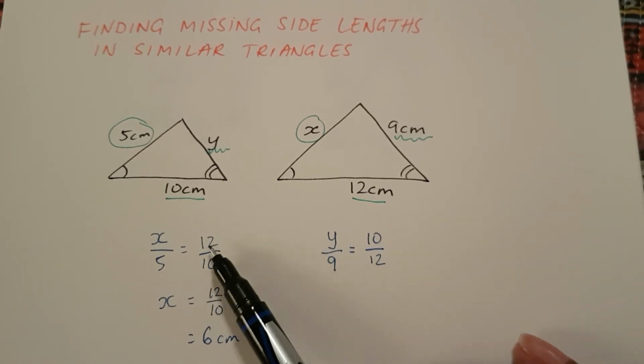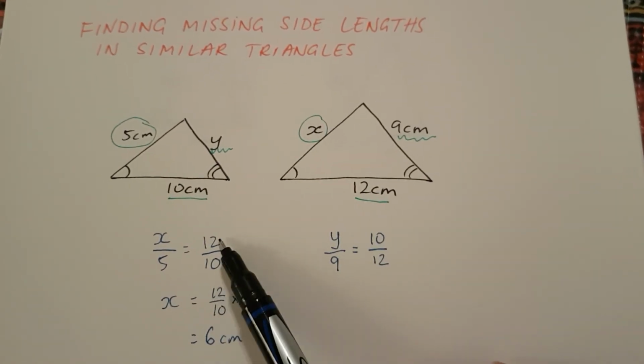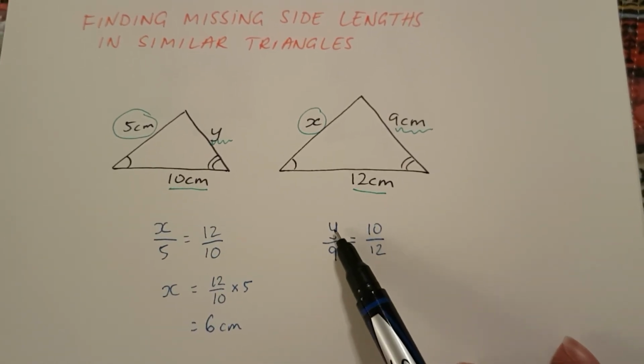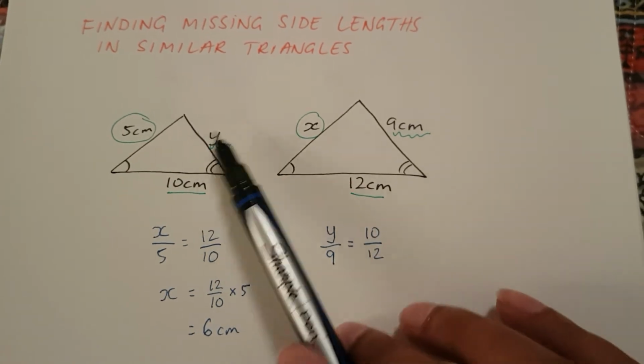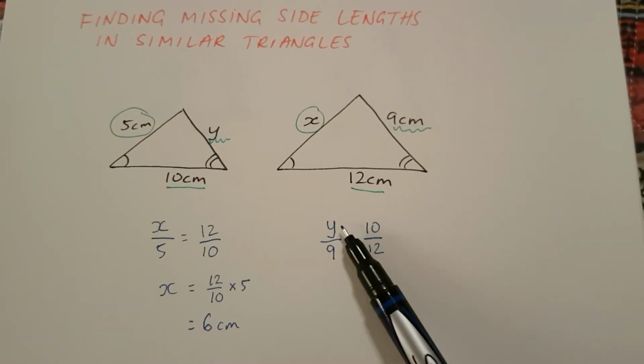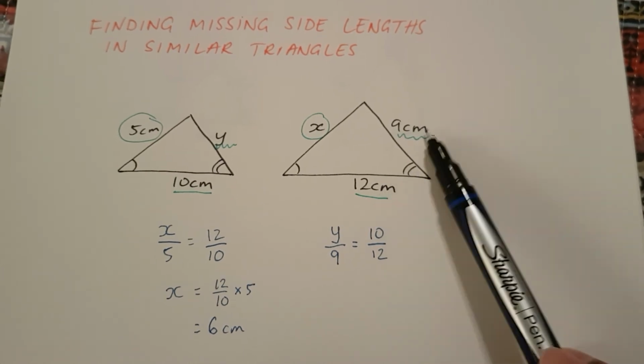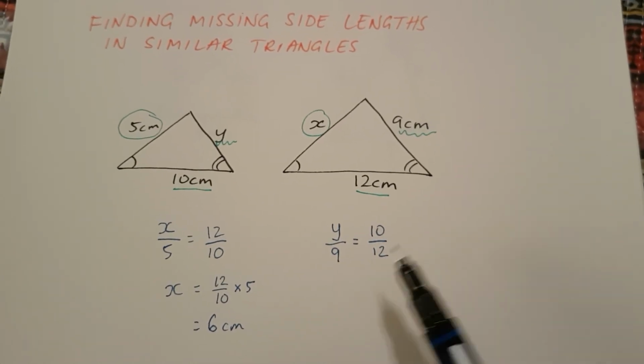Whereas when we did it from the other triangle to find x, we did 12 on the top and 10 on the bottom. And the reason for this is that y and 10 are both on the same triangle, which is why they both have to be at the top. 9 and 12 are both in the same triangle, so they will both be on the bottom.